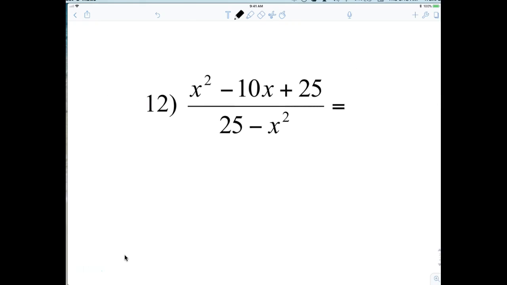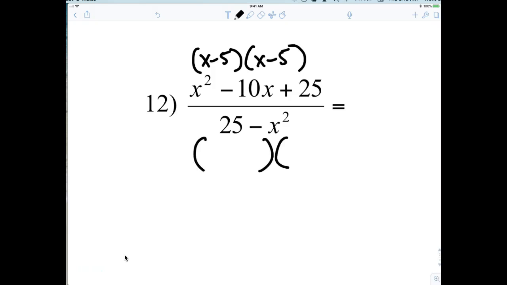12. So the top is what? Yeah. Now the bottom you have to be careful. No, I knew you were going to say that. You can't reverse the order with subtraction. So the denominator is going to be what? 5 plus x and 5 minus x.